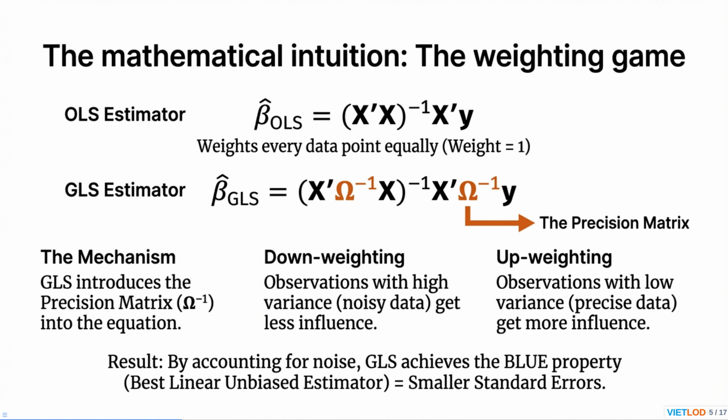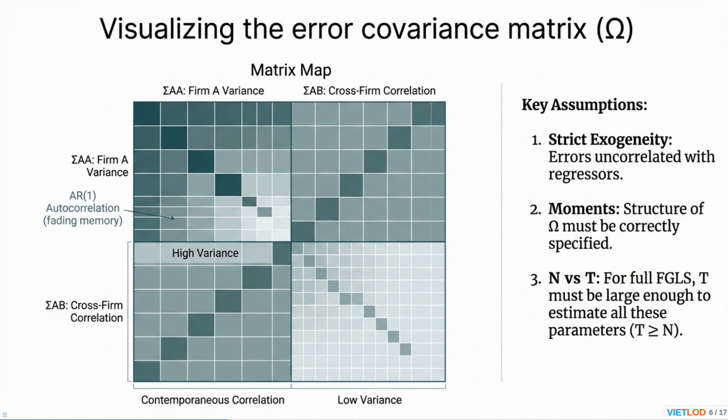The precision matrix acts as a sophisticated weighting mechanism. It intelligently downweights observations that have high variance, essentially identifying them as noisy data points that are less reliable. Conversely, it upweights observations with low variance, giving these more precise data points greater influence in determining the regression coefficients. By accounting for this varying reliability, or noise, in the data, GLS achieves the BLUE property, Best Linear Unbiased Estimator. This means it produces the smallest possible standard errors among all linear unbiased estimators, leading to more efficient and reliable statistical inferences.